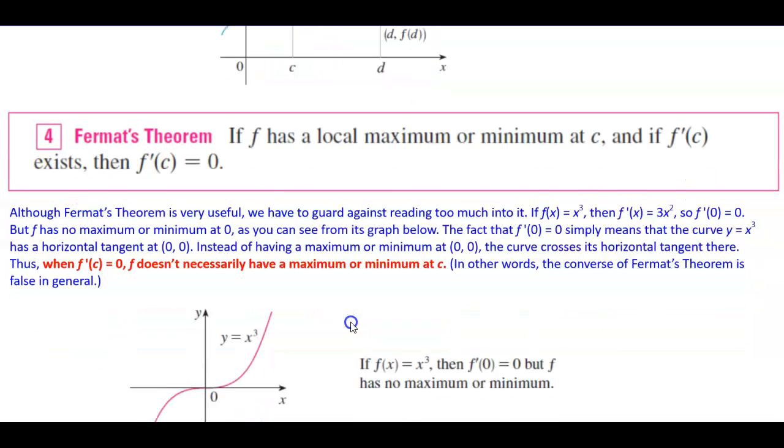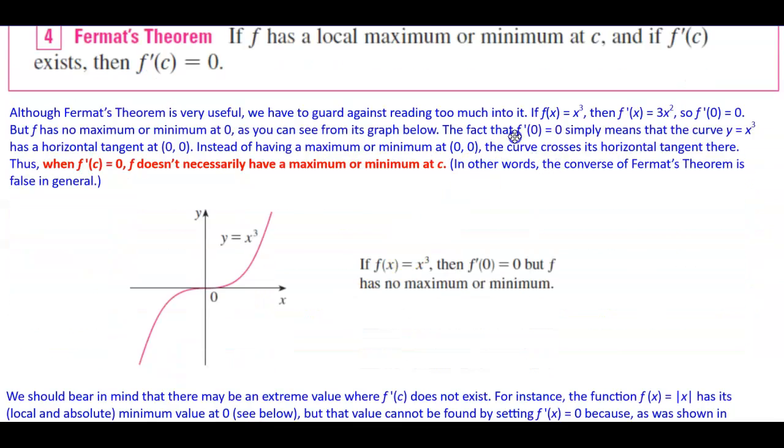So you can see from its graph here below that the fact that f prime of 0 equals 0 simply means that the curve y equals x cubed has a horizontal tangent at (0, 0). Instead of having a maximum or minimum at (0, 0), the curve crosses its horizontal tangent there. Thus, when f prime of c is equal to 0, f doesn't necessarily have a maximum or minimum at that value of c. So in other words, the converse of Fermat's theorem is false in general.